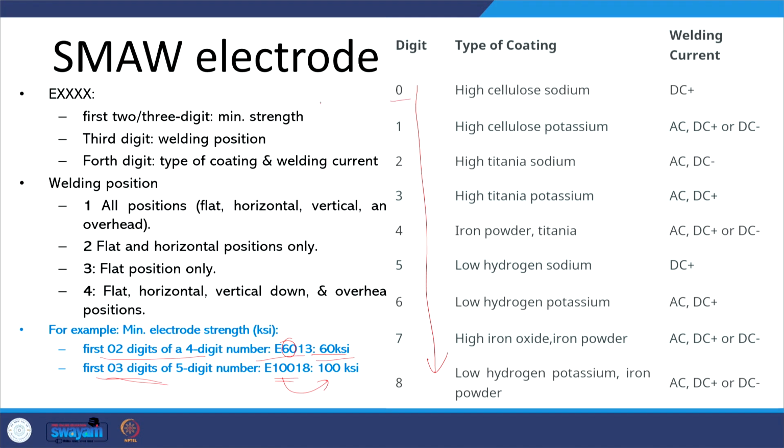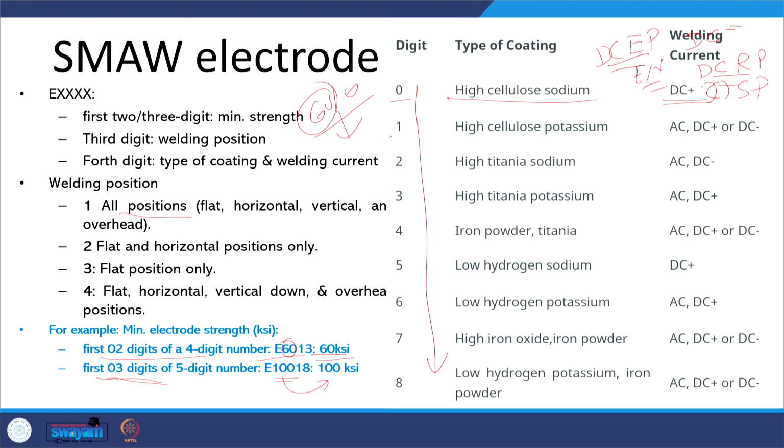Say 6010 means the minimum strength is 60. The welding position is all position welding, and 0 indicates it is a high cellulosic electrode with DC positive. That is the electrode polarity. So, this we also call DCEP, electrode positive, or DCRP, reverse polarity. Okay, for the positive. If it is DC negative, it is DCSP, or EN, electrode negative.